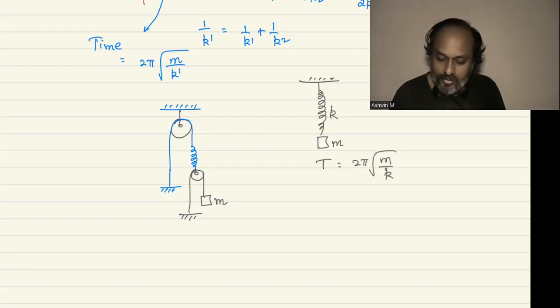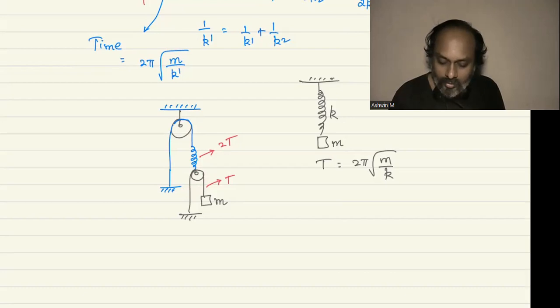So what we are going to say is, in this string, let's say there is a tension T which is acting on that particular block, and in this spring there will be a tension of 2T. If you apply net force on this pulley to be 0, so here there is T, here there is T, so the spring must be exerting a 2T force on the pulley. So in the spring there is a spring force of 2T.